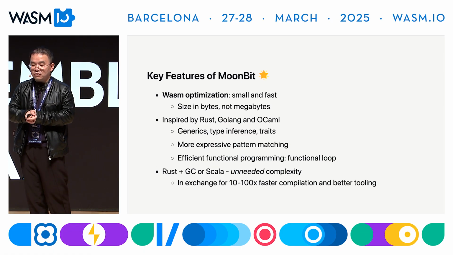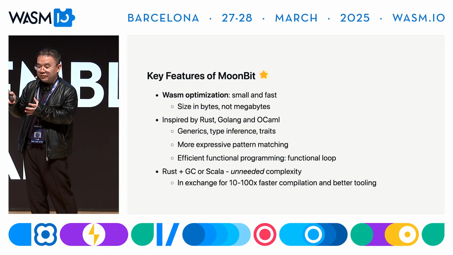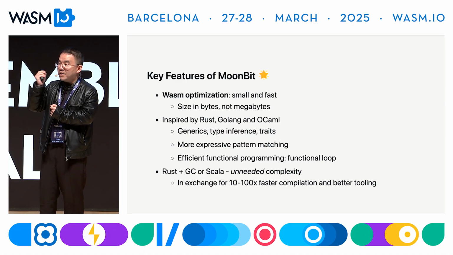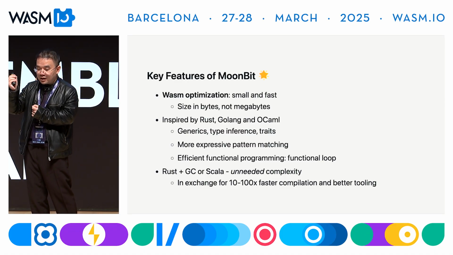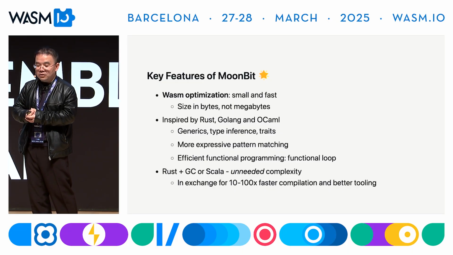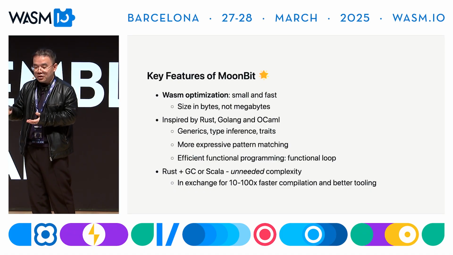So, the key features to summarize of MoonBit. It's optimized for WebAssembly, generates small code size and runs fast. The size is measured in bytes, not kilobytes, not megabytes. It's inspired by Rust, Golang, and OCaml. We have the good parts of Rust, like generics, type inference, traits.